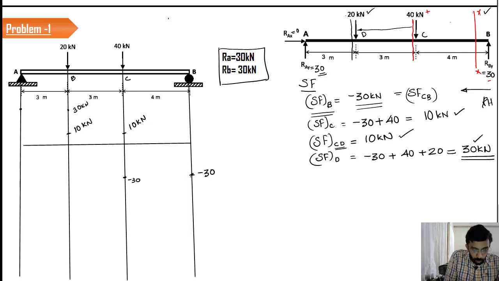So how will we join these 2 points? By a horizontal straight line, because these two are point loads. We have a step-like variation at the location of the point load, and again 2 point loads are connected by a horizontal straight line. At the location of the point load, we have a step variation, and finally we do this. So this is the shear force diagram.